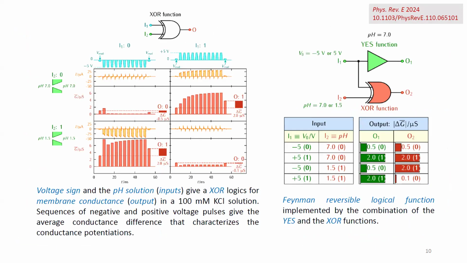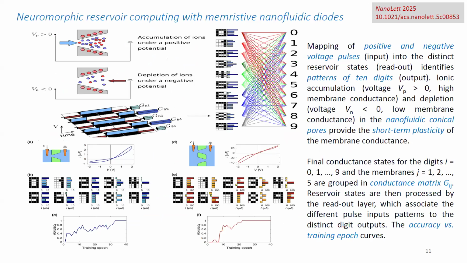It is important to say that we can do signal processing and logical functions not only from the Boolean point of view, but we can also implement reversible logical functions using arrangements of nanopores. In this reversible function, we can identify the different inputs on the basis of the different outputs, as you can see here.